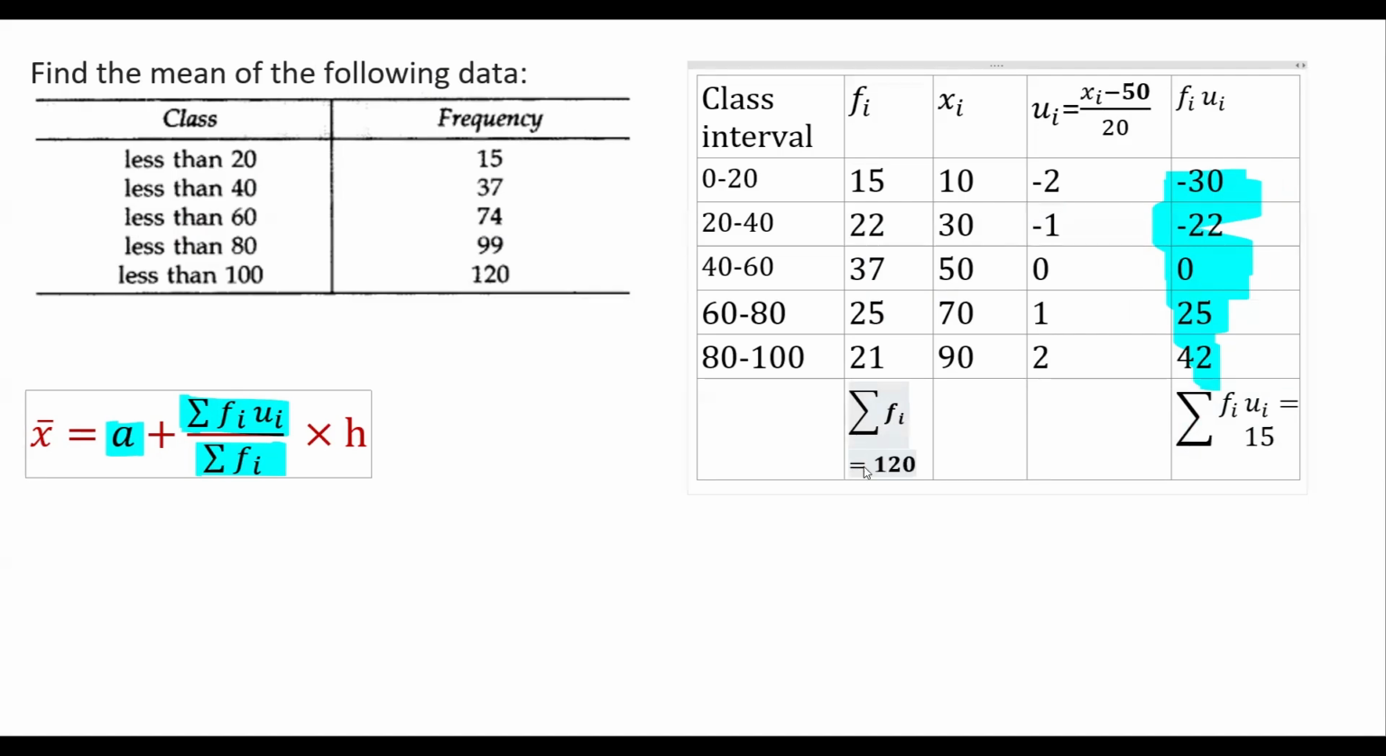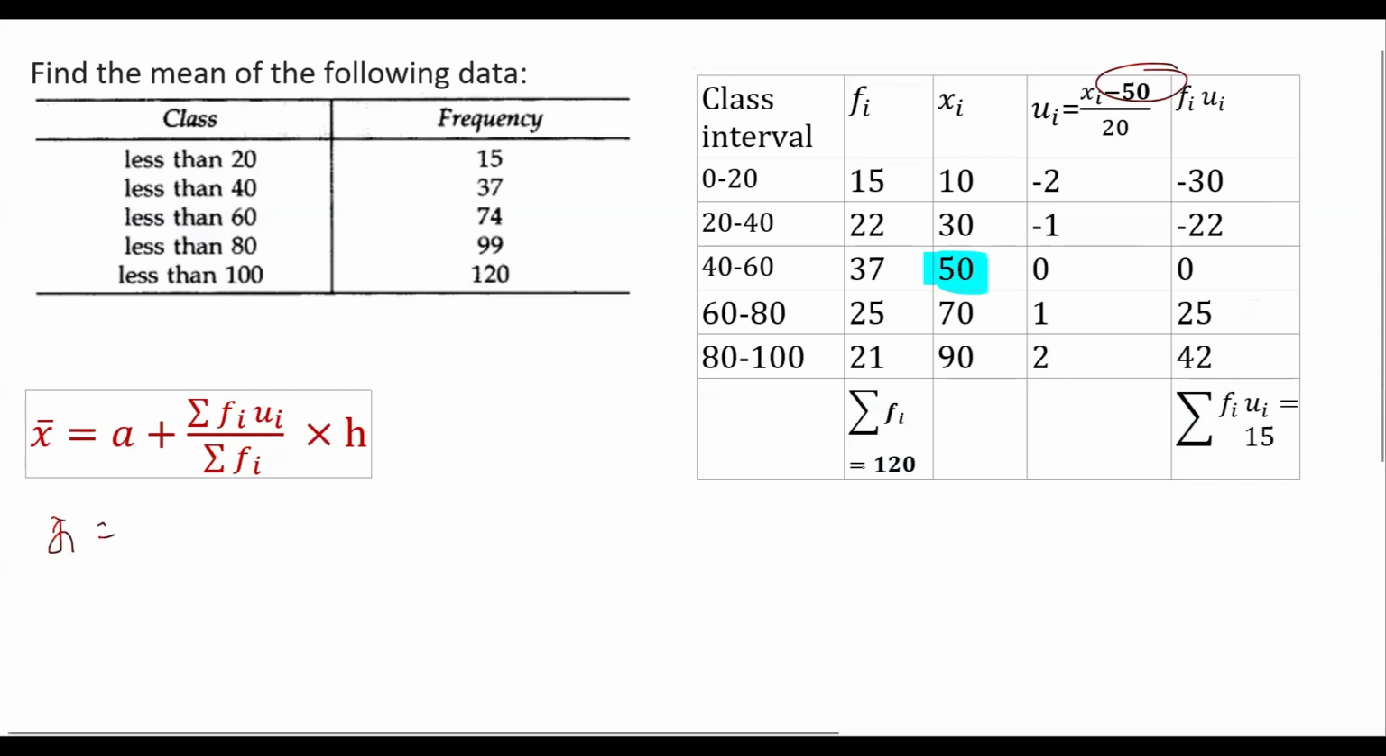Now, we are simply going to plug in the values to find the mean. x bar is what we have to get. a is the assumed mean, and as we know, the assumed mean is 50 here. So we replace a with 50 plus sigma fi ui, which we have got as 15, divided by sigma fi, which we obtained as 120, multiplied by the class size, which is 20 here.